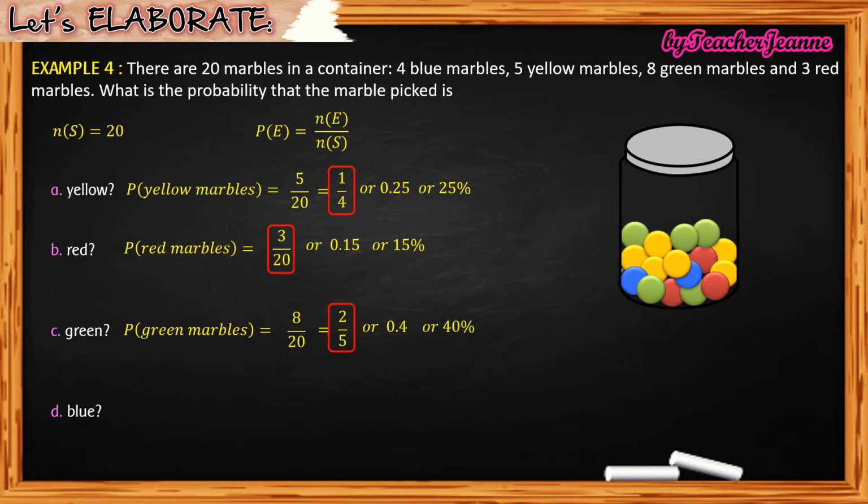For letter D, the probability that the marble picked is blue, we have 4 out of 20, or 4 over 20. 4 and 20 have the greatest common factor, which is 4. 4 divided by 4 is 1, and 20 divided by 4 is 5. So 1 over 5, or 1/5, or 0.2 in decimal, or 20%.